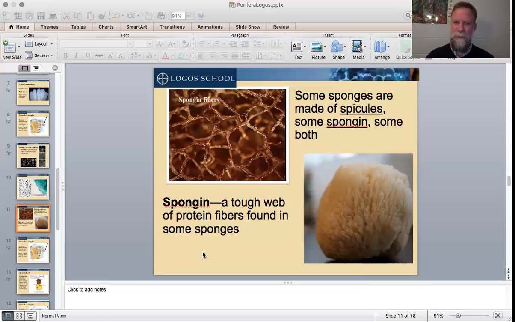And you can see that this sponge over here on the right is one that definitely has a lot of spongin in it. You can see it's been combed and prepped for sale for use in the bath. You don't want a whole bunch of spicules there. So some are more of one than the other, and some are just kind of exclusively one or the other. So spongin is this tangle of protein fibers.